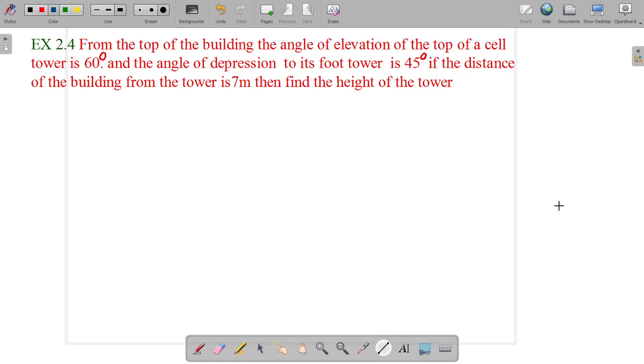Hi friends, today we are discussing applications of trigonometry, 10th class. Exercise 2, fourth question. Let's go to the problem.